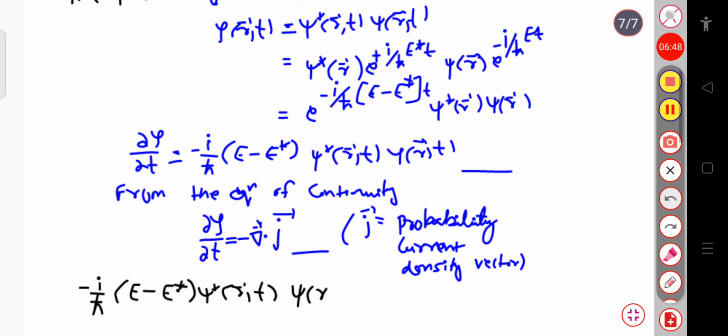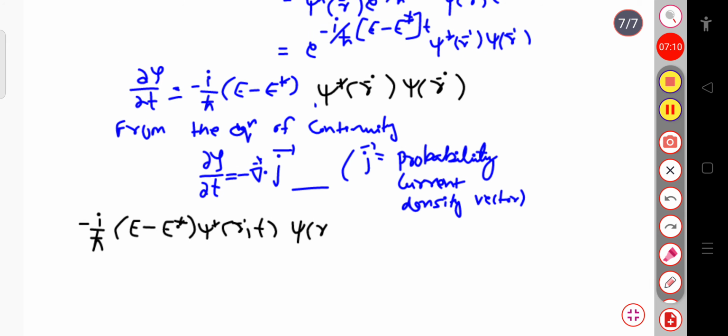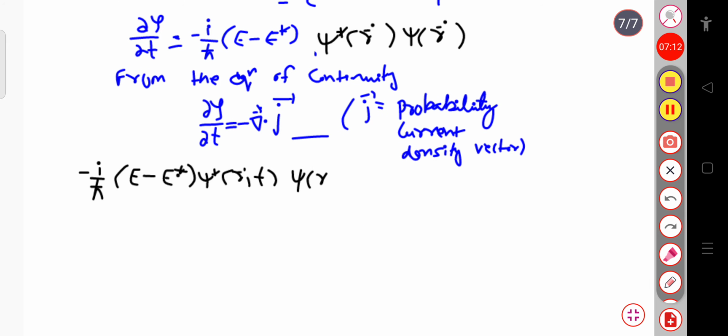So this is, let me correct this, this is your psi star of r into psi of r. Let me write, this is your psi star of r, and here this is your psi of r, because this is independent of t, so simply we can write this as a constant, that is your psi star of r into psi of r.